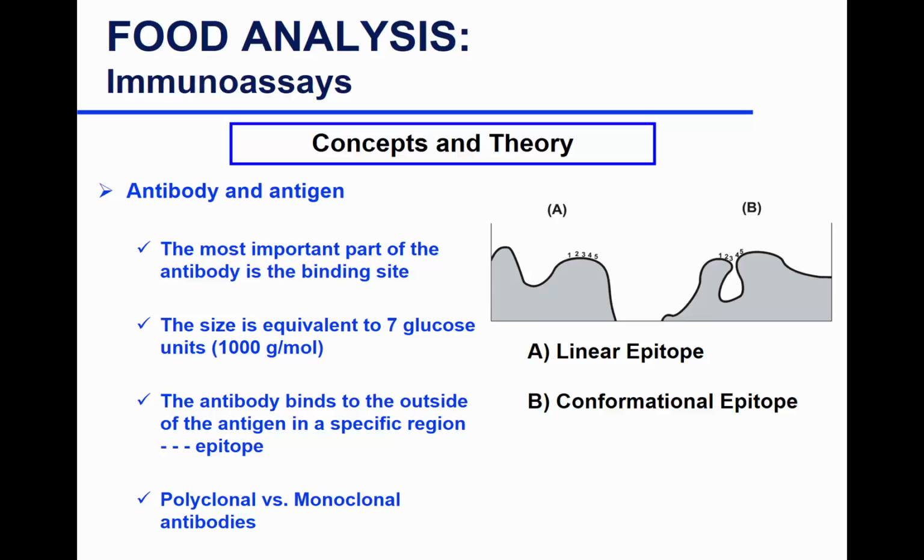So the size of the binding site is small, not huge, and it's equivalent to 7 glucose units. I already said what an epitope is: the region on the antigen that binds to the antibody. Now, there are polyclonal and monoclonal antibodies. You'll hear those terms quite a bit, so let me describe them a little bit for you.